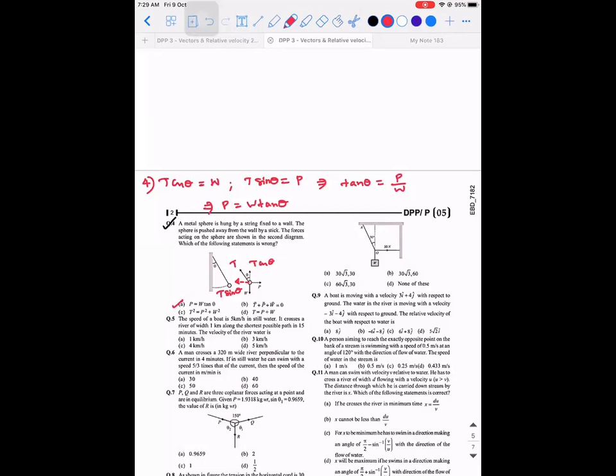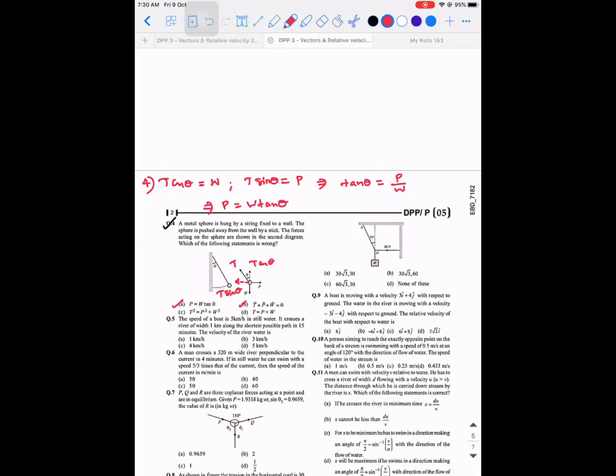T vector plus P vector plus W vector is 0. Is that right? Yes, sir, because all the forces are balanced. Yes. All the forces are concurrent in nature. So for concurrent forces, the vector sum of all the forces at a point is 0. If you guys remember, this is the concept from which Lami's theorem came. That we'll see in the next chapter. Next, T square is equal to P square plus W square.